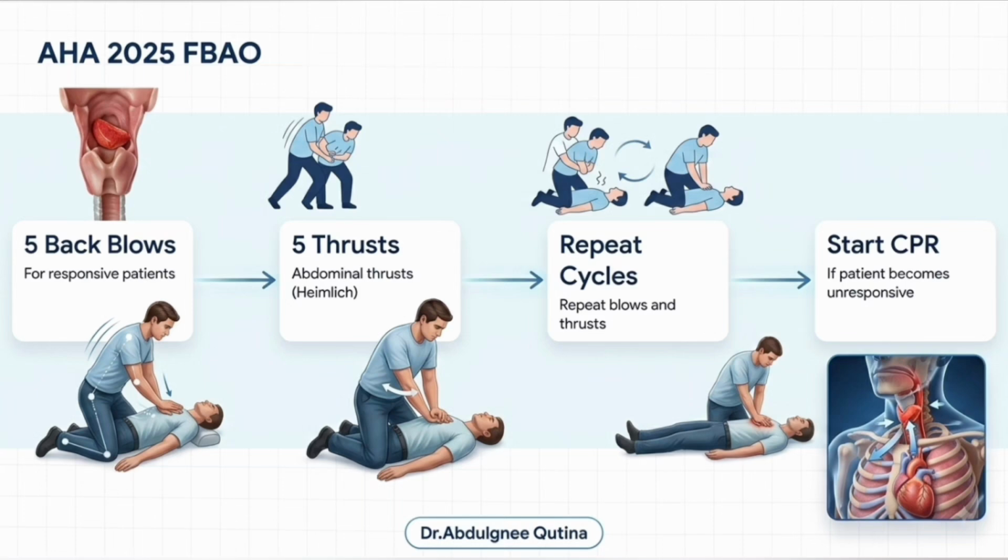Now, what if your initial assessment points to a foreign body obstruction? You transition seamlessly into this updated AHA 2025 cycle. For a responsive patient, you're doing 5 back blows, followed immediately by 5 abdominal thrusts, what we used to just call the Heimlich, and then you repeat. If the patient goes unresponsive, you drop the thrusts and immediately start CPR. Those chest compressions can actually provide the pressure needed to dislodge the object.